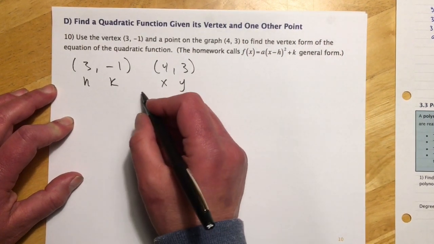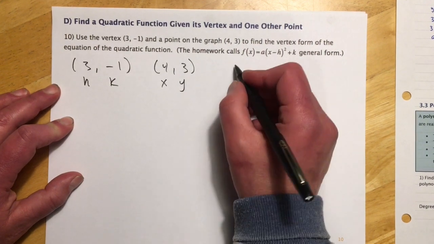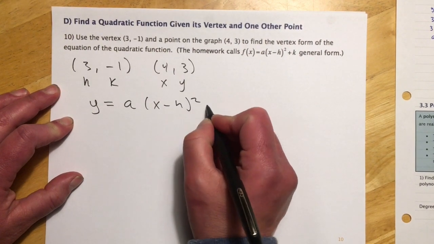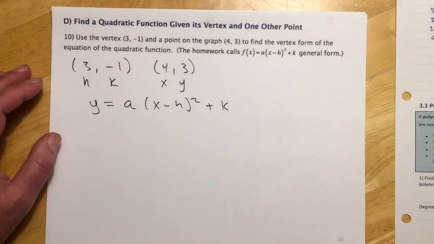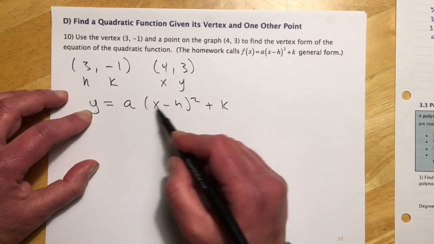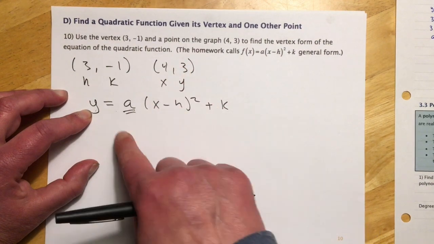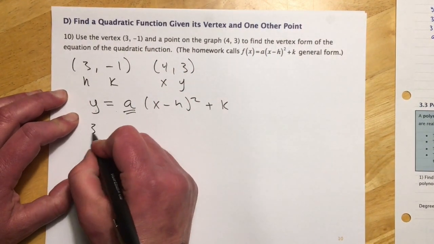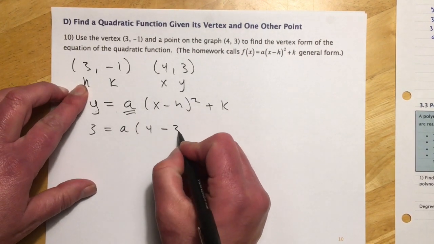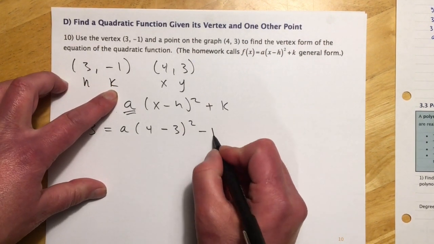And then we have this formula, which I'm going to, instead of f of x, write as y. And so that would be y equals a times x minus h quantity squared plus k. So we know y, we know x, or we know a y and x that we can plug in, and we know h and k. So the only thing we don't have is a. So if we have these 4, we can solve for a. So our y is 3, a is what we're looking for, x is 4, h is 3, quantity squared, and it won't matter because it's 1, and then minus 1.